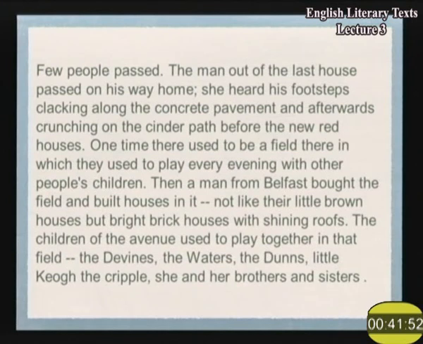Not like their little brown houses, but bright brick houses with shining roofs. The children of the avenue used to play together in that field. The Davins, the Waters, the Duns, little Keogh, the cripple, and her brothers and sisters.